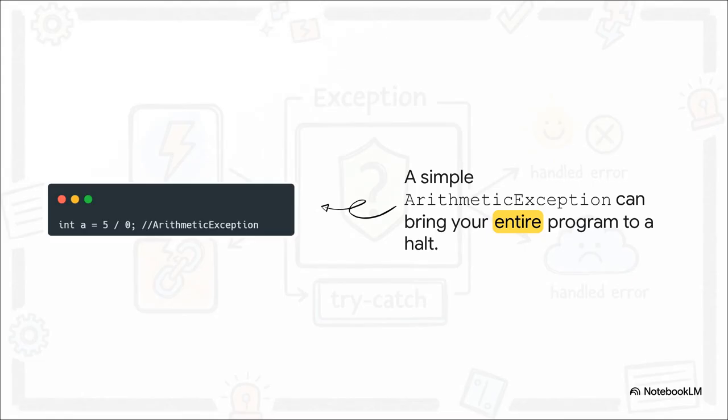Take a look at this. It's a perfect and kind of scary example. Just one single line of code, trying to divide a number by 0. This is a classic runtime error called an arithmetic exception. And believe it or not, without exception handling, this one tiny line is more than enough to bring your entire application to a screeching halt.